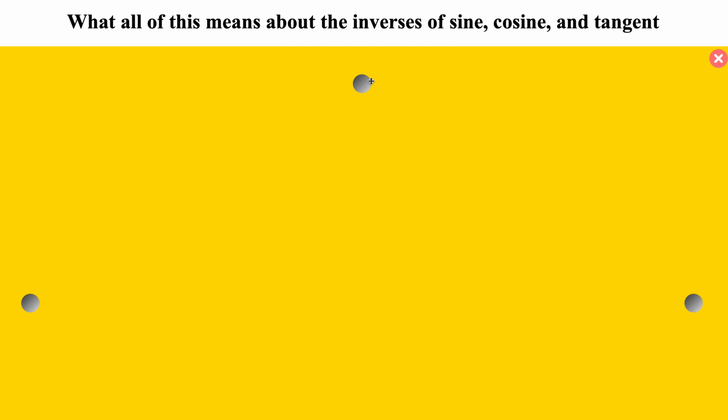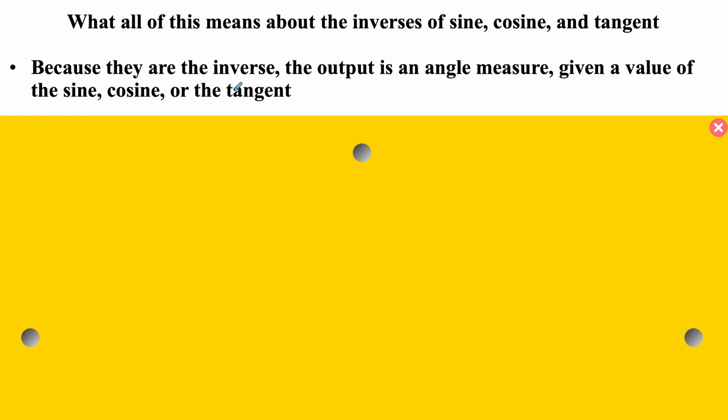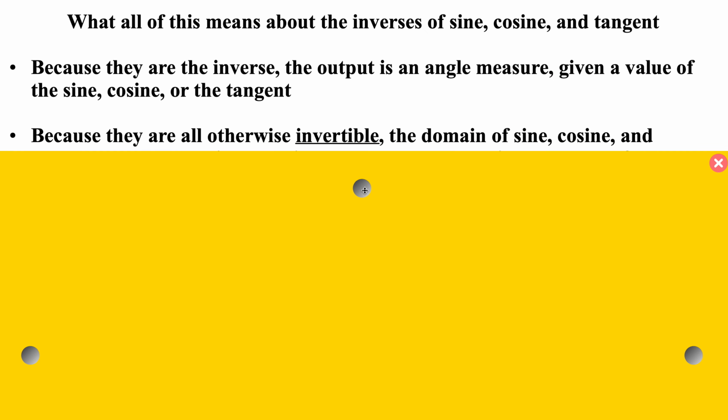Okay, what this means: because they're inverses, the output is an angle measure given a value of the sine, cosine, or tangent. So given a value between -1 and 1 for sine or cosine, or positive or negative infinity for tangent, okay, that's important to remember, we're going to get some sort of angle measure. Depending on how it's defined, it may be something that falls out on the unit circle. We're going to take a look, but it's some angle on the unit circle.